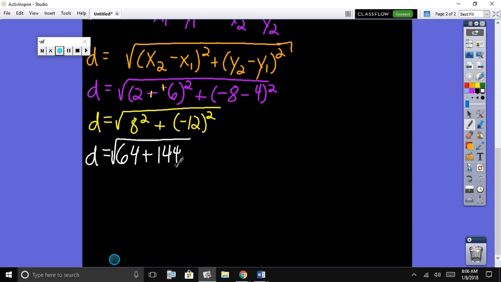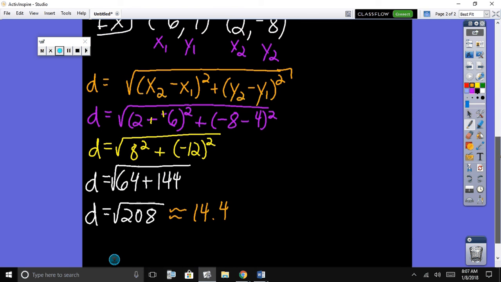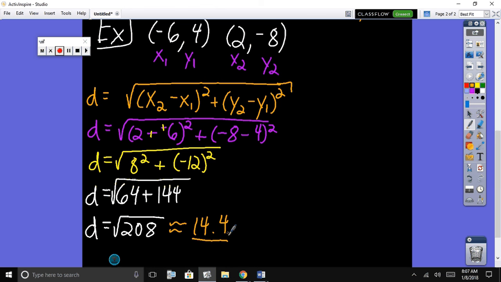If I add 64 and 144, let's do that quick, 64 plus 144, it's 208, so d equals the square root of 208. And for this, we can just leave it as an approximate value. So I'm going to leave it as square root of 208. If I use my calculator and plug in the square root of 208, I'm going to get about 14.4. So what I'm saying is the distance between these 2 points is about 14.4 units.